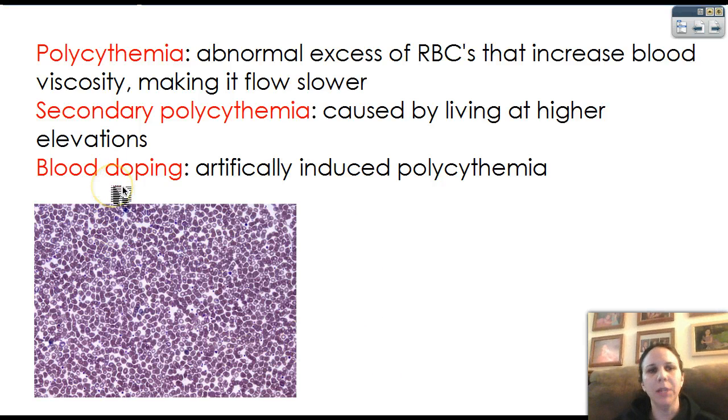And then we have something called blood doping, which we'll probably hear about with the Olympics coming up, is artificially induced polycythemia, which is, like I said, the athletes go live at higher elevations to make more blood cells, and then when they come back down, they have extra blood to carry extra oxygen, which makes them more efficient at carrying out cellular respiration.